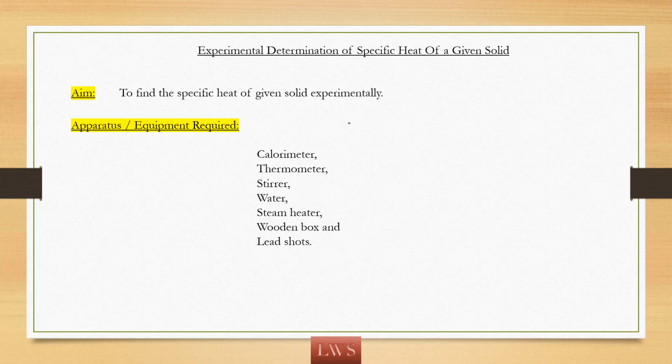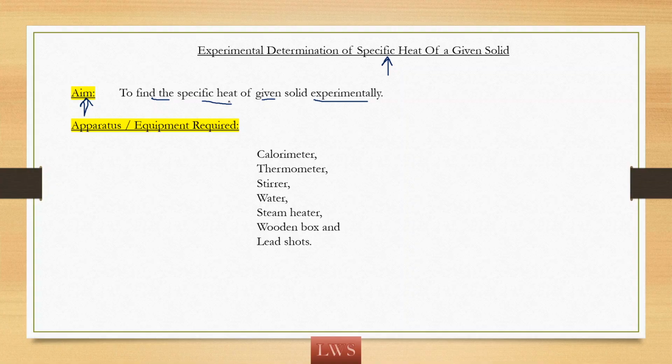Guys, in our previous classes, we have seen what is specific heat, and we also learned that every material will have its own specific heat. Now, if we have a material, we can find its specific heat using an experiment. So, in this class, we are going to see that experiment by which we can determine the specific heat of that given solid. So, the aim of our activity is to find the specific heat of a given solid experimentally.